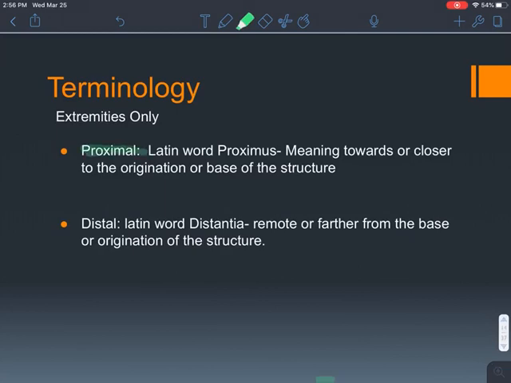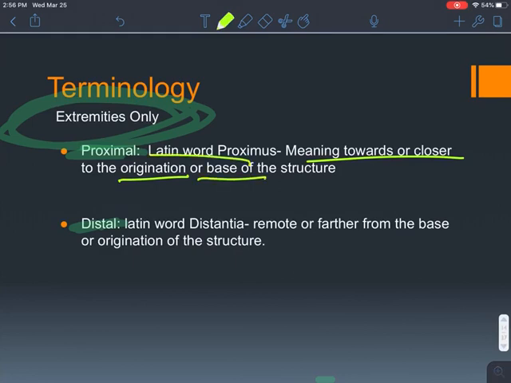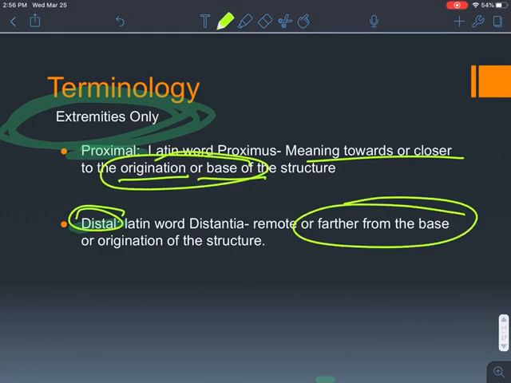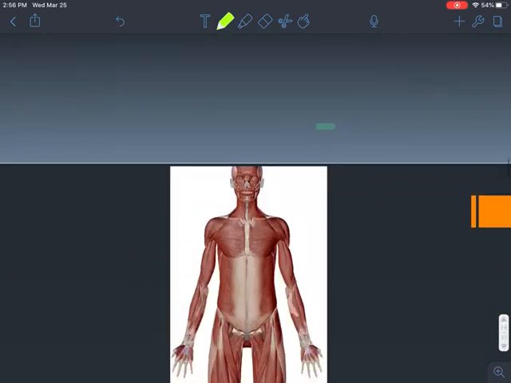Now the last two terms we're going to learn, pretty sure, are proximal and distal. So these are the extremities only. What are the extremities? There's your arms and your legs. You can only use this on your extremities, all right? So proximal means it's closer to where something starts, or the origin. And then distal, distance, means it's further from the origin or base of the structure, all right?